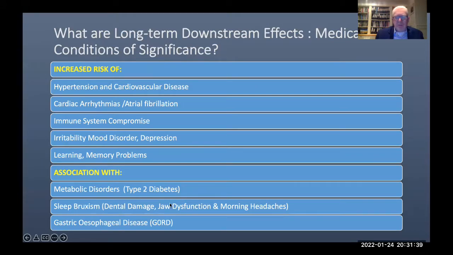So sleep bruxism, we're familiar with dental damage, dysfunction, morning headaches, and this is a whole other area that we're quite cognizant of. And we can understand the effects of gastroesophageal reflux as it affects the hard tissues of the mouth, and soft tissue irritations are also a feature of this when it comes to airway obstructions.